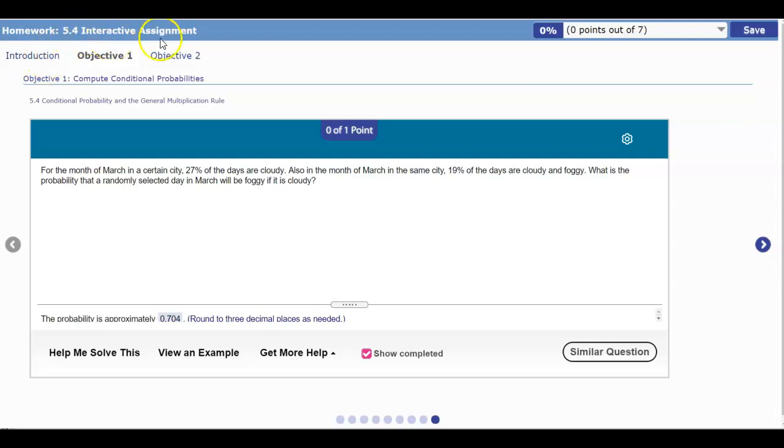Section 5.4 Interactive Assignment, Objective 1. For the month of March in a certain city, 27% of the days are cloudy. Also in the month of March in the same city, 19% of those days are cloudy and foggy. What is the probability that a randomly selected day in March will be foggy if it is cloudy?